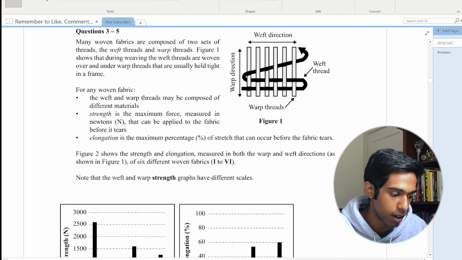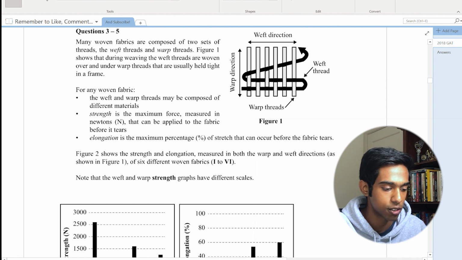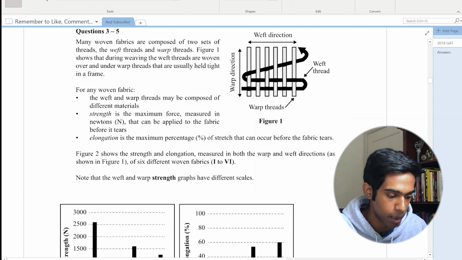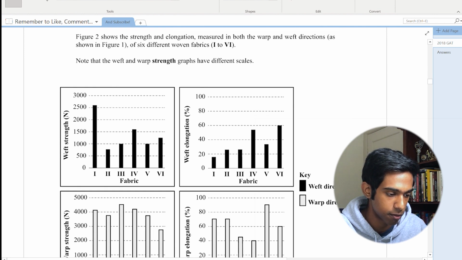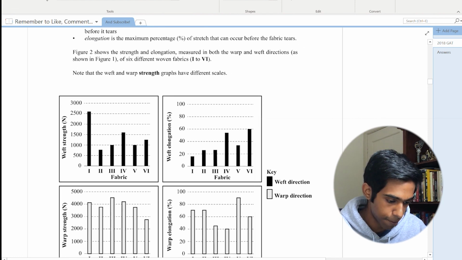So for any woven fabric, the weft and warp threads may be composed of different materials. Strength is the maximum force, measured in newtons, that can be applied to the fabric before it tears. Elongation is the maximum percentage of stretch that can occur before the fabric tears. Okay. And then we've got these graphs that show the strength and elongation measured in both the warp and weft directions of 6 different fabrics.